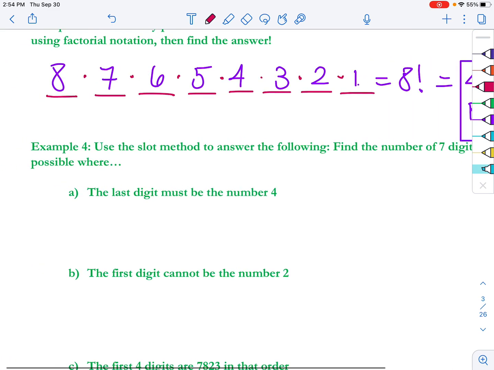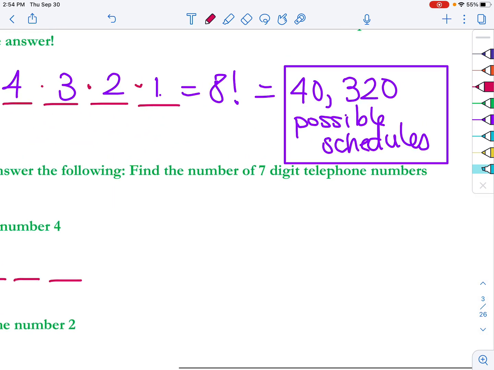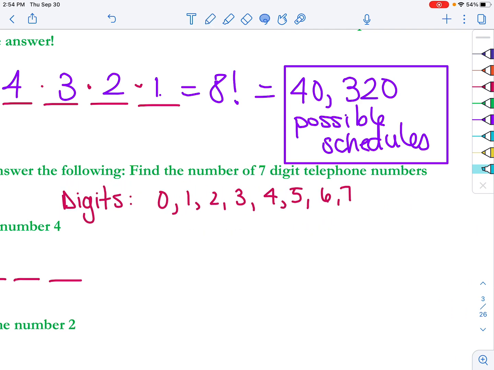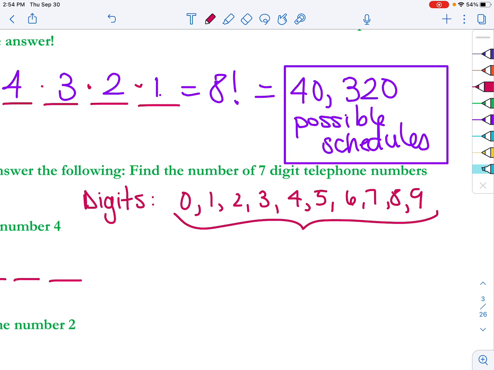So let's say you have a 7-digit phone number. So 1, 2, 3, 4, 5, 6, 7. We can put any digit in there. So let's think about our digits. How many digits do we have? Well, don't forget about 0. 0, 1, 2, 3, 4, 5, 6, 7, 8, and 9, right? So when you include the 0, we have 10 different digits, okay? There's 10 total digits that we can choose from.